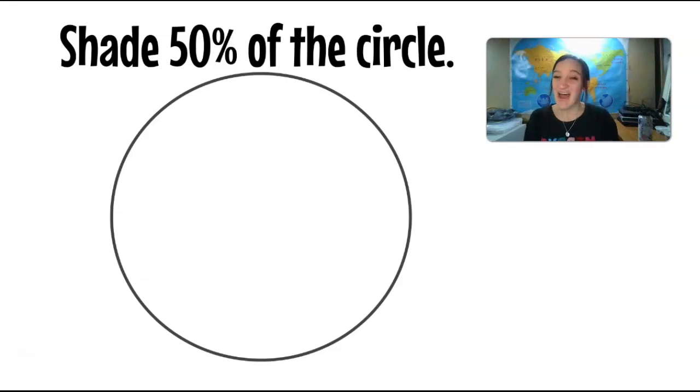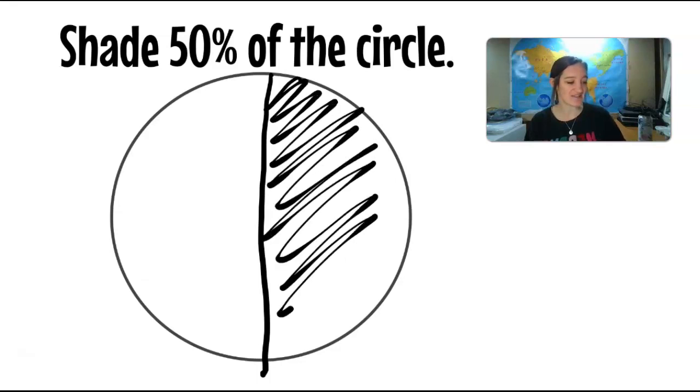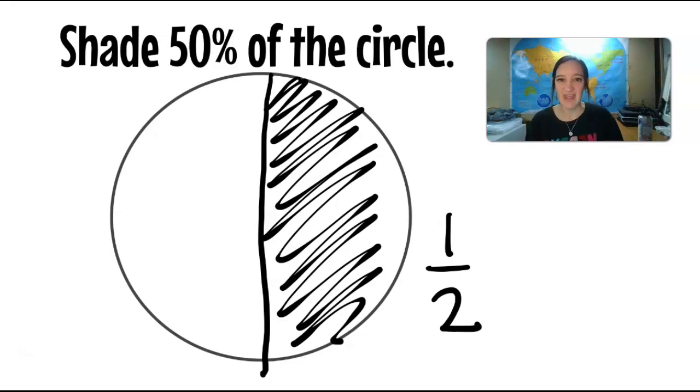To get started, I want you in your notes to shade 50% of this circle. What would 50% of the circle look like? Well, you're going to cut it in half, right? And you're going to shade in just half of it. 1/2 of it, aren't you? Well, you know what 50% is, right? 50% is half. So anytime it asks for half of a number, half of a value, you know that you can just cut it in half and you'll get it.